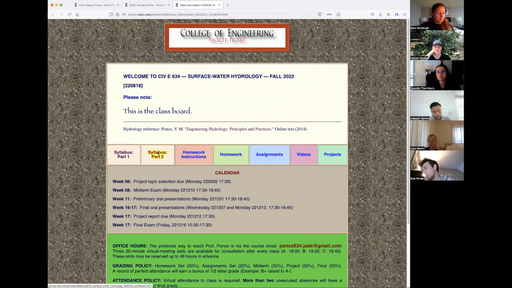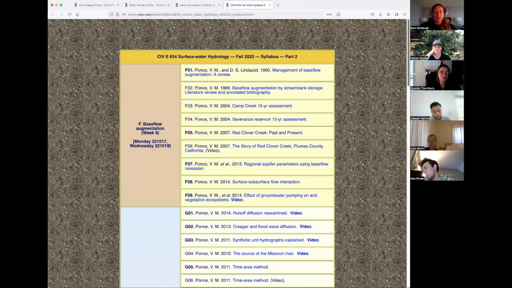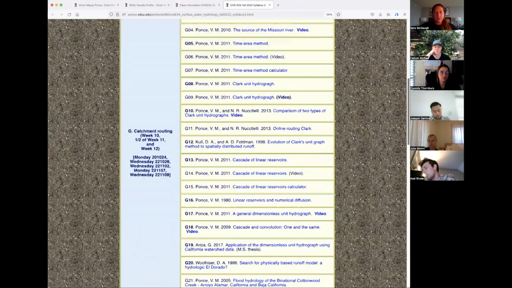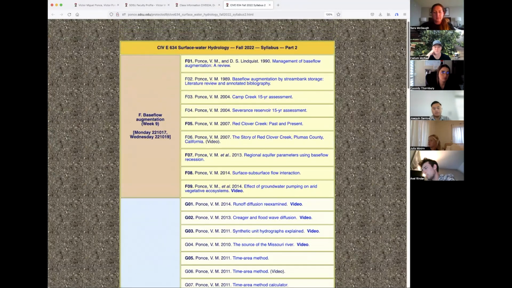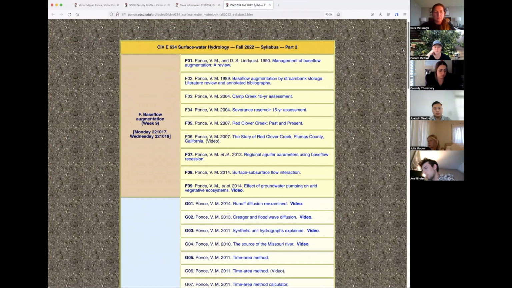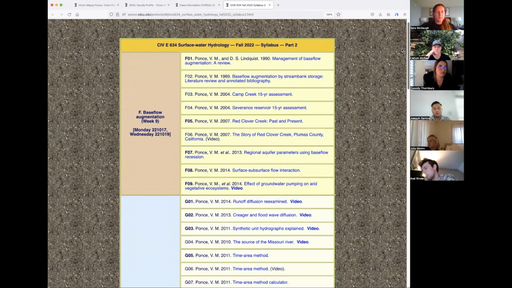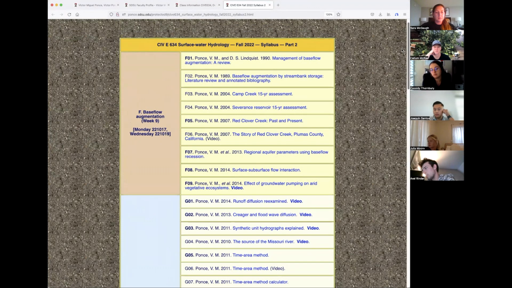Okay, the syllabus number 2, same thing. We'll get to it eventually. We go with base flow augmentation. So we're talking about base flow here, and how you calculate base flow, which is a very uncommon subject in hydrology, by the way. For 99 papers on floods, there's 1 paper on base flow. That's about the ratio, and we have studied this in the past.